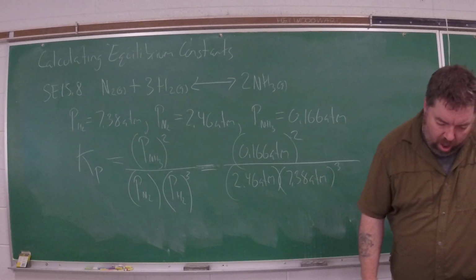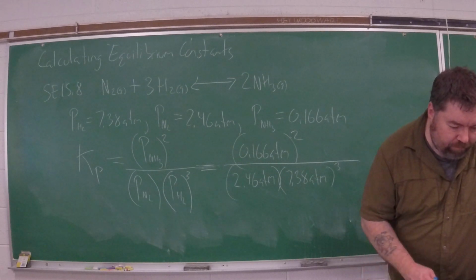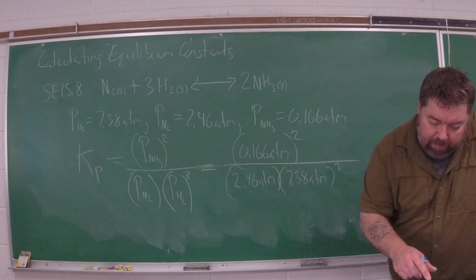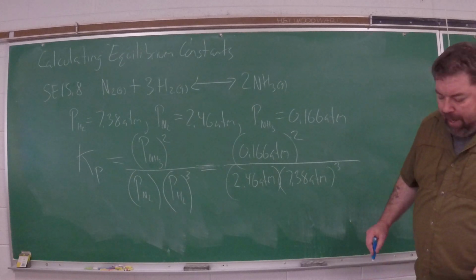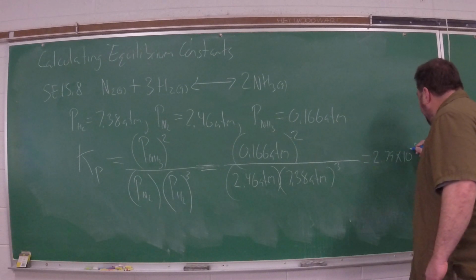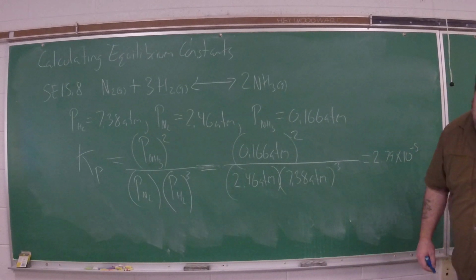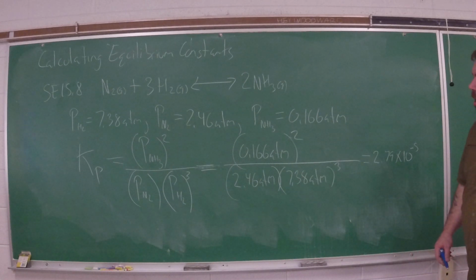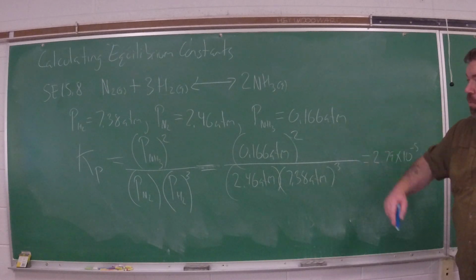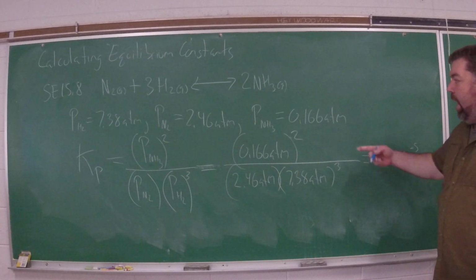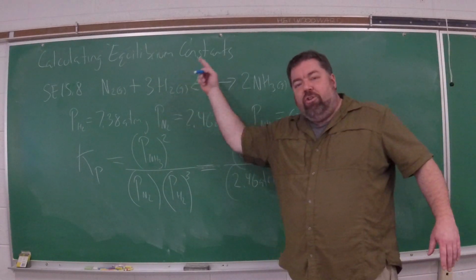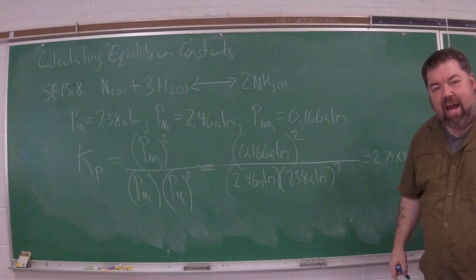And according to our book, we get 2.79 times 10 to the minus 5. Okay, 2.79 times 10 to the minus 5. So what is that telling us? It's telling us that the equilibrium lies with the reactants, right? Again, it's less than 1. And we can actually see that. Partial pressure, this is 0.166, 2.46, 7.38. So the equilibrium lies on the reactant side.